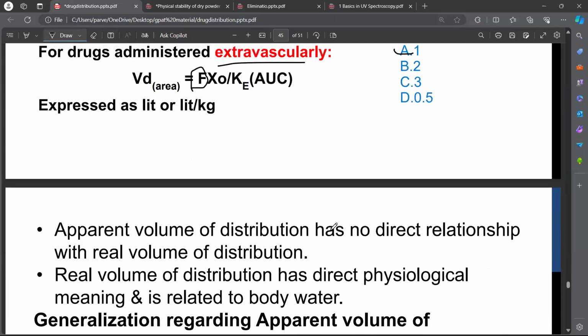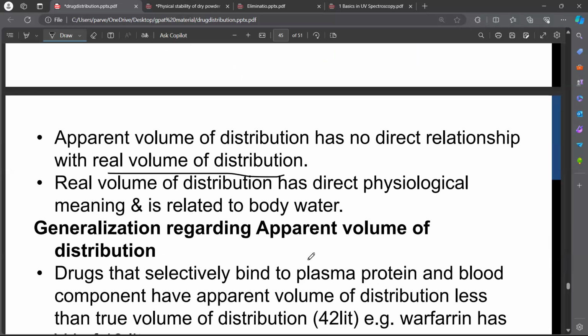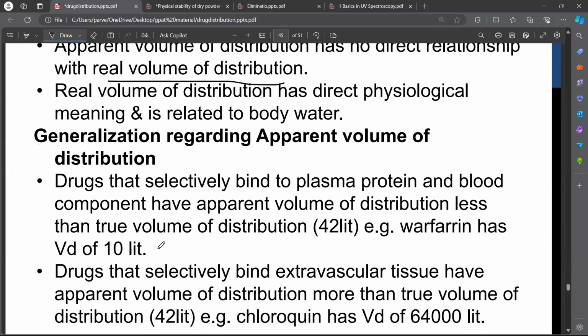Apparent volume of distribution has no direct relationship with the real volume of distribution, because the amount of fluid present in our body is not defined. Some people may have more fluid, blood volume or tissue fluid, and another person can have less fluid. That's why there must be a generalization regarding the apparent volume of distribution.